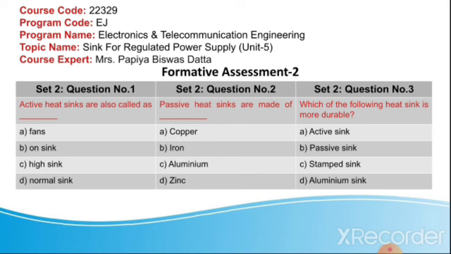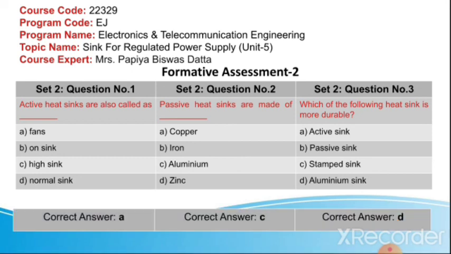I hope you got the answer. The active heat sinks are also called fans. Passive heat sinks are made up of aluminium, and the heat sink that is more durable is the aluminum heat sink. So I hope you got the concept of heat sink for regulated power supply. So these are the answers A, C, D. Thank you.